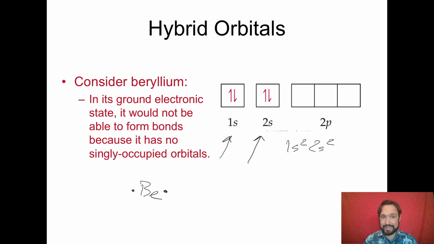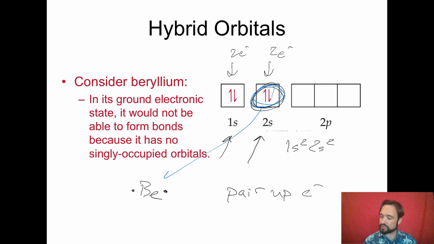How do I make bonds out of this? If we remember, when we want to form bonds, we want to pair up electrons. But here I have 2 electrons, and here I have 2 electrons. There's no unpaired electrons to form a bond with. So how do I get from this idea right here down to this Lewis symbol where I've drawn electrons on two different areas of the atom?